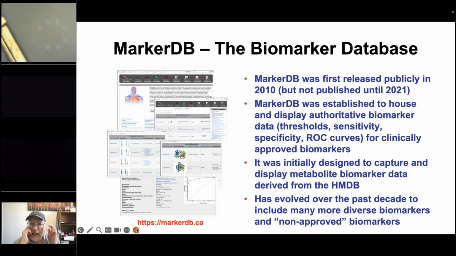In 2010, we released a draft version of a database called MarkerDB, and that was initially established to display authoritative biomarker data on metabolites primarily. We wanted to get information about thresholds and sensitivity, specificity, ROC curves for clinically approved markers, and most clinically approved markers are ones that we refer to as the clinical chemistry, things we find from HMDB.